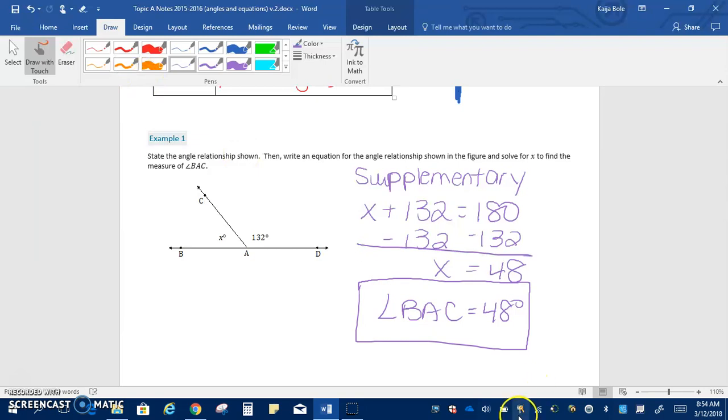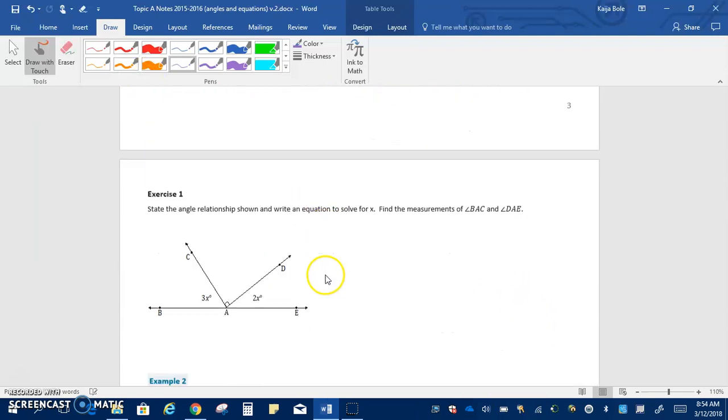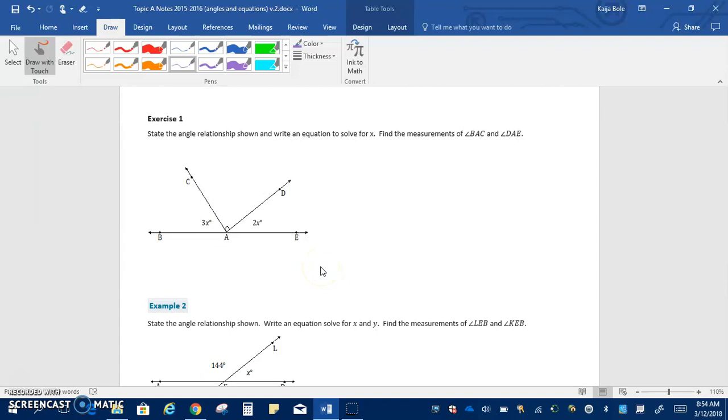Alright, go ahead and flip the page. We've got some more examples here. Again it says state the angle relationship that's shown. So all of these again are supplementary angles.